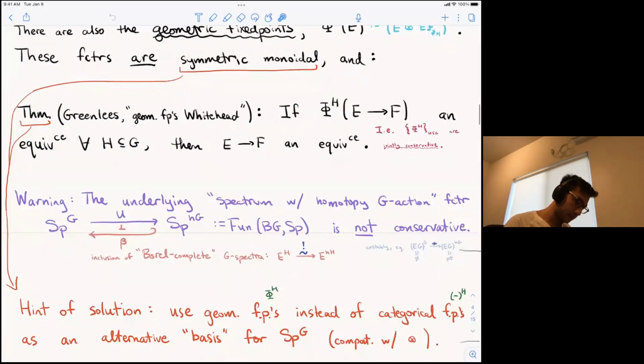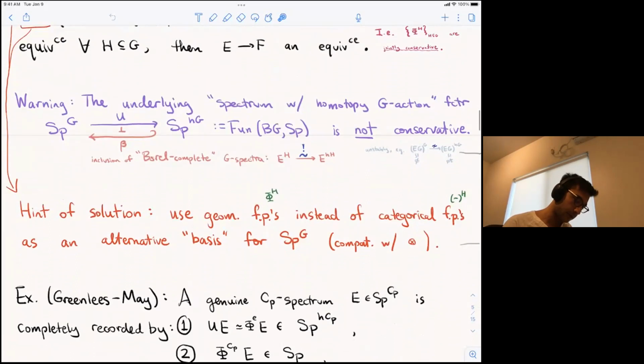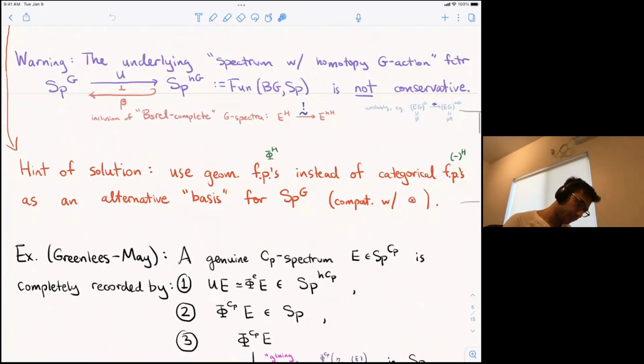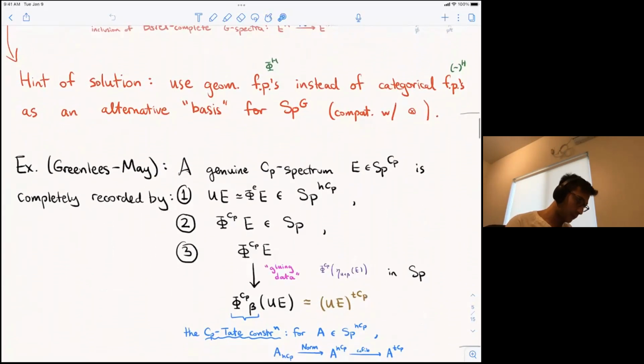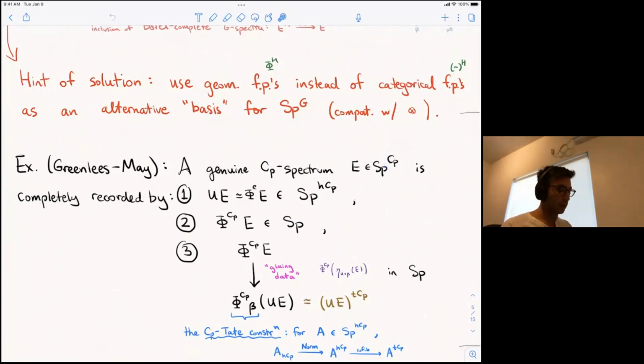And in fact, in the simplest case, there's already a very classical result that indicates how this might go. So that example is when the group is C_p. C_p just has two subgroups. There's itself and there's the trivial subgroup. And the observation due to Greenlees and May is that to know a genuine C_p spectrum, all you need to know is its underlying homotopy C_p spectrum, aka its fixed points for the trivial subgroup. And then you also need to know its geometric C_p fixed points. And then there's a little bit more. You also need to know the sort of gluing data of a morphism this way.